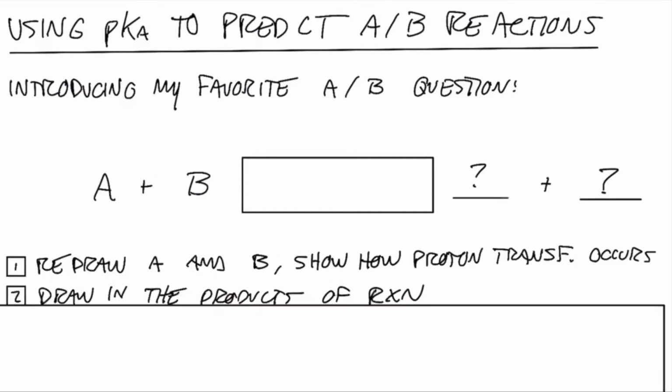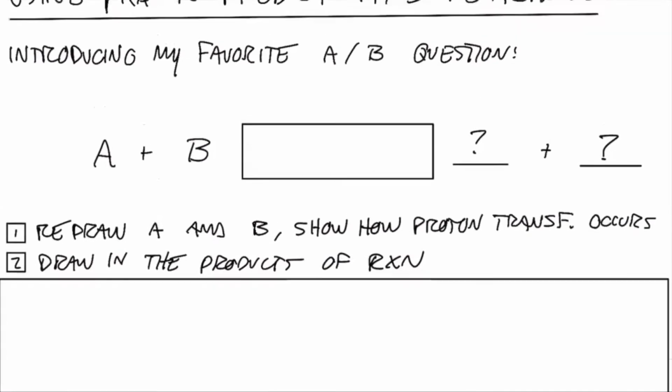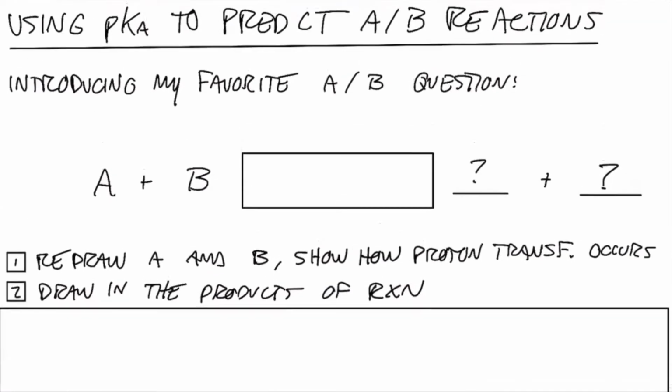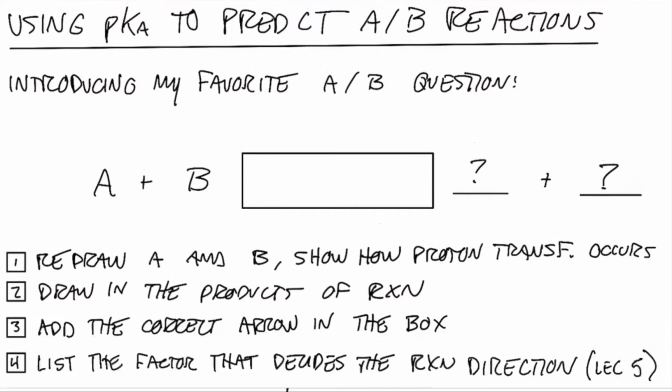So the second step here is going to be, oops, I'm giving it all away. Okay, there we go, pardon the scrolling. You're going to then draw in the products of the reactions, like I said, the conjugate acid and base. Then you're going to add the correct type of arrow. So we're not sure what type of arrow goes here. You're going to add that into the box. And then last but not least, you're going to list a factor that helped you come to the conclusion about this arrow here. So don't worry about step 4 yet. That's something that we're going to talk about in the next lecture.